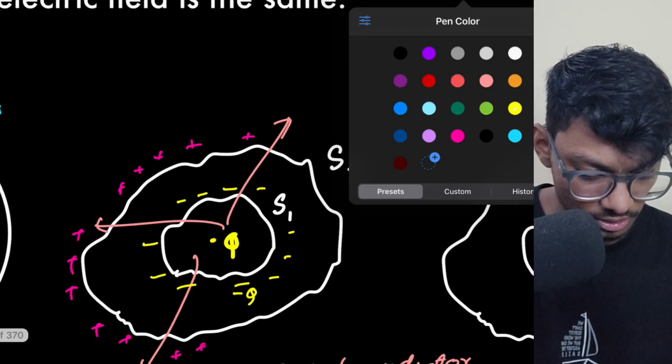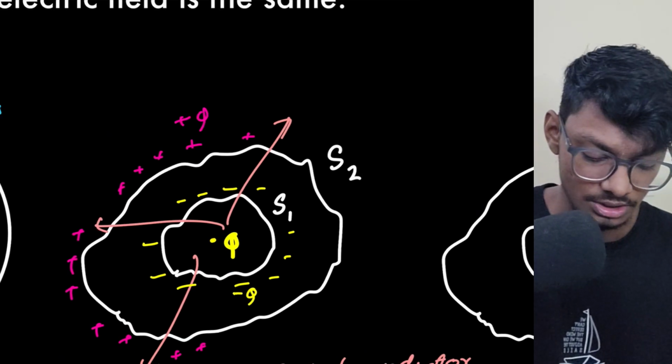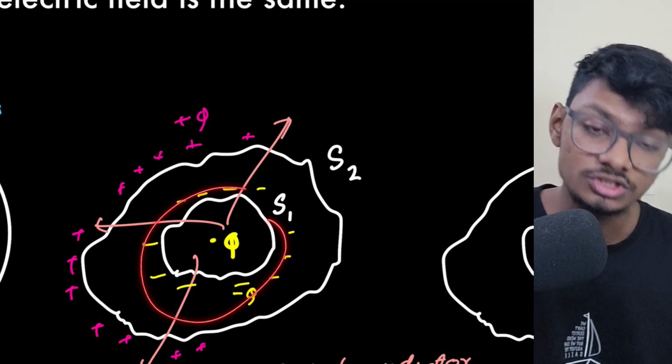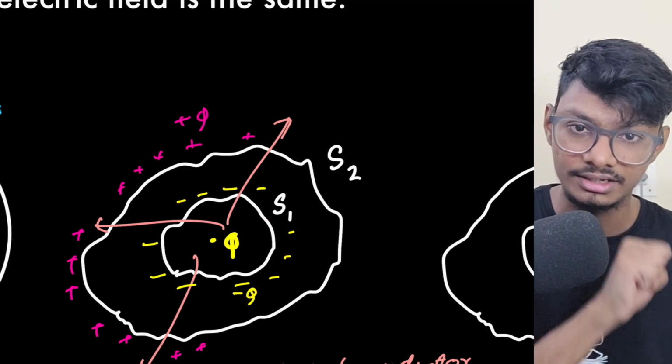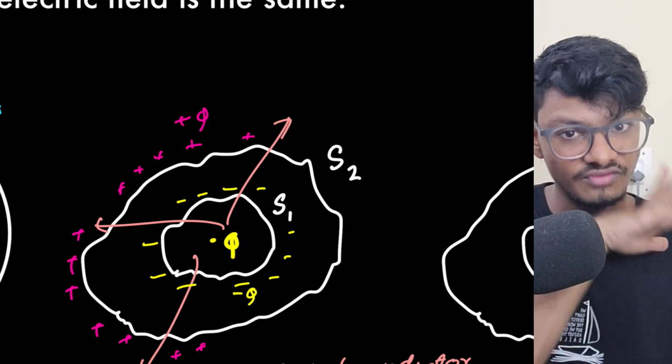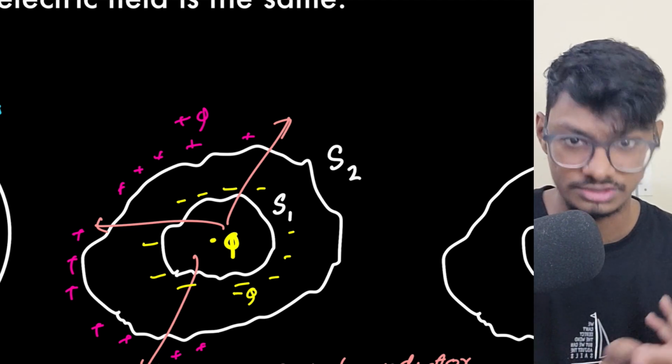And this will generate total plus Q of charge. Why will this generate minus Q of charge? Because I know the concept of electric field intensity inside a conductor. Electric field inside a conductor is 0. If electric field is 0, hence the flux will also be 0, because no flux is crossing the surface.